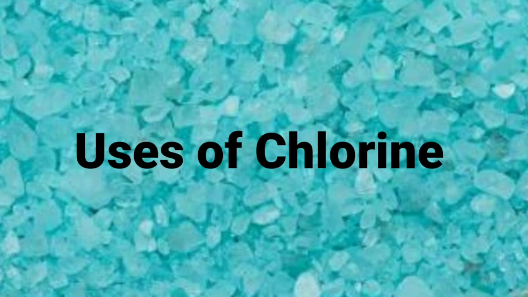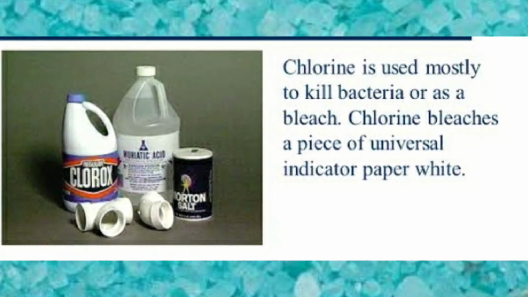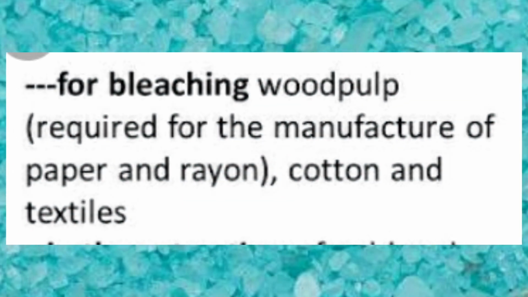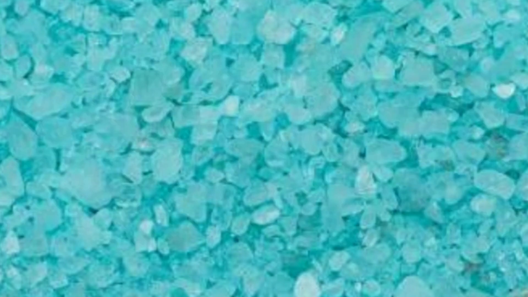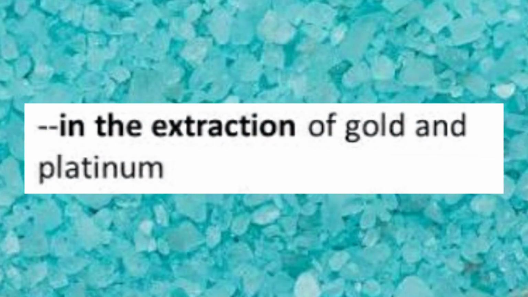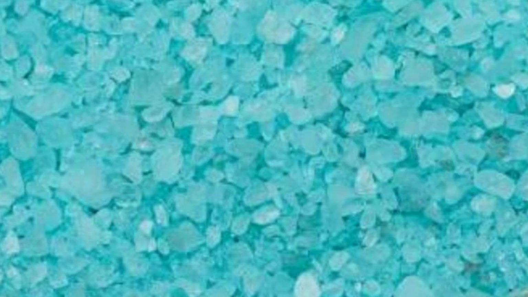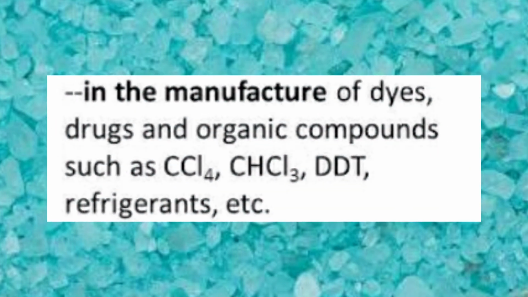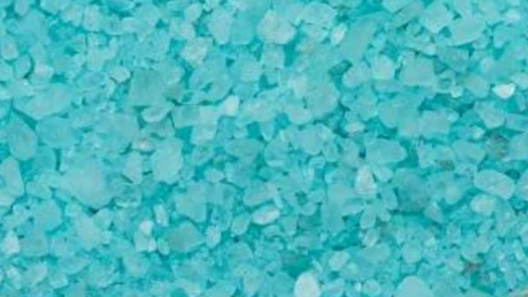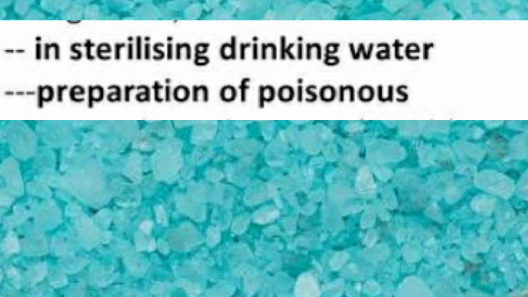Now we shall see what are the uses of chlorine. Chlorine is used mostly to kill bacteria or as a bleach. Chlorine bleaches a piece of universal indicator. Chlorine is used for bleaching wood pulp required for the manufacture of paper and rayon, cotton and textiles. Chlorine is used in the extraction of gold and platinum. It is used in the manufacture of dyes, drugs and organic compounds such as carbon tetrachloride, chloroform, DDT, refrigerants, etc. It is used in sterilizing drinking water.